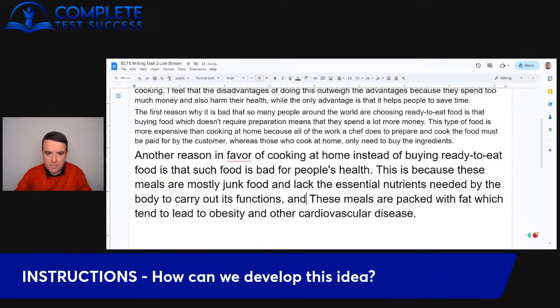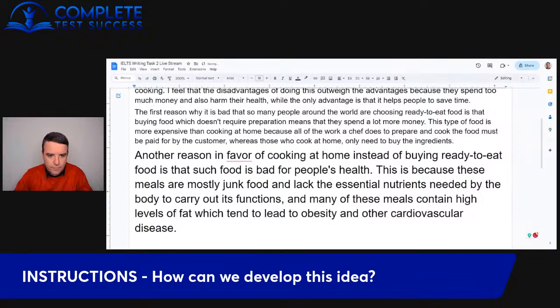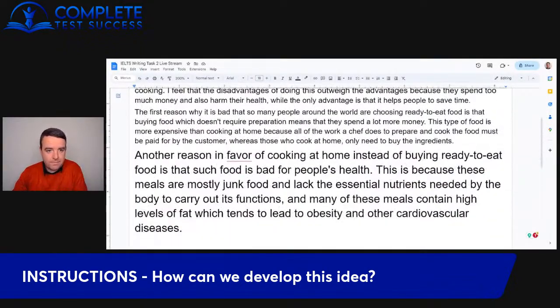Let's just continue with the same sentence. And many of these meals are packed with fat. Packed with fat is a bit informal. So many of these meals contain high levels of fat, which tends to lead to obesity and other cardiovascular diseases. Very nice. So 65, a little bit short, but that's going to do. That's good enough. All right, great.